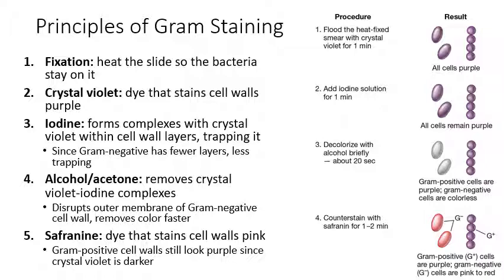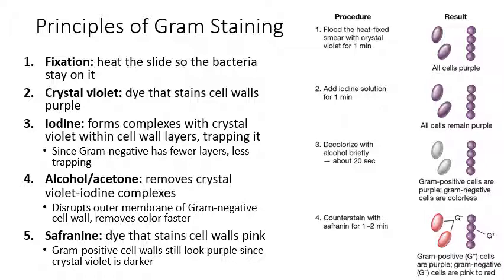But of course the gram-negative cell wall doesn't have very many layers for the iodine and crystal violet to get trapped in, so you're not getting very much purple trapped there. But in the gram-positive cell wall, there's a lot of layers and you get a lot of crystal violet trapped in that cell wall, making it very purple.